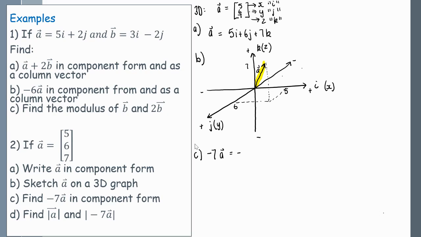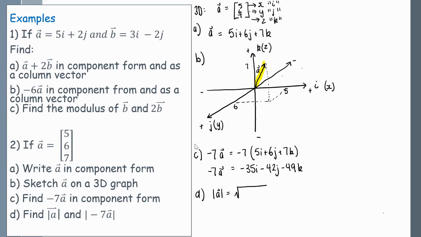Now we need to find -7 times vector a in component form. So I'm going to multiply this out in component form. I'll have -7 times 5, which is -35. Keep the i there. -7 times positive 6j is -42j, and -7 times 7k would be -49k. Just multiply the number through.